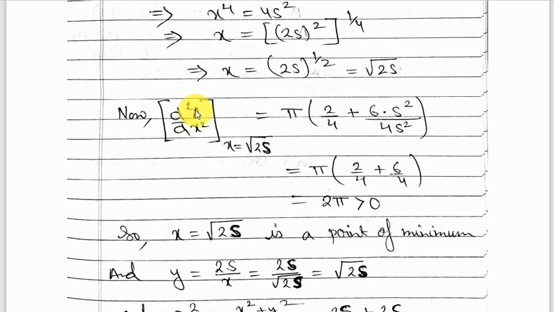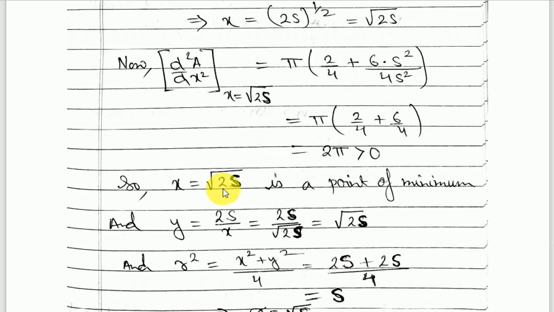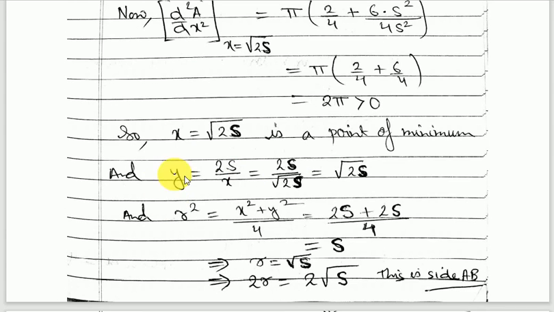Hence the area will be minimum when x is equal to square root of 2S. So this is the point of minimum, or you can say that the area will be least when x is equal to this. Now you can find the value of y. y is 2S upon x. Put the value of x and you get square root of 2S. So you can see that x and y are the same.